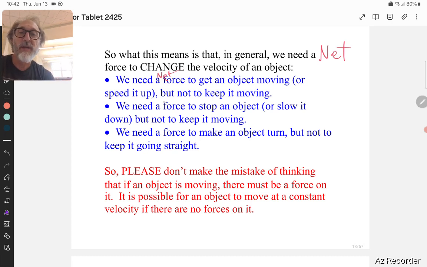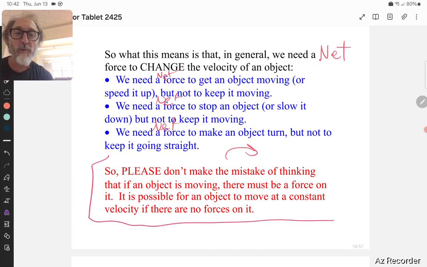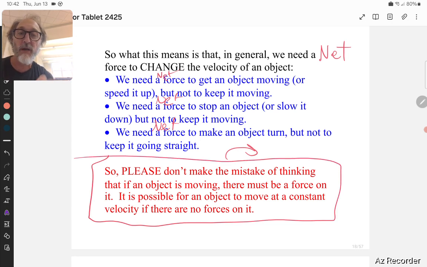Okay, you need a net force to stop an object or cause it to slow down, but not to keep it moving. And this will be a couple chapters down the road, but while we're at it, it also means that you need a net force to make an object turn, but not to keep it going in a straight line.